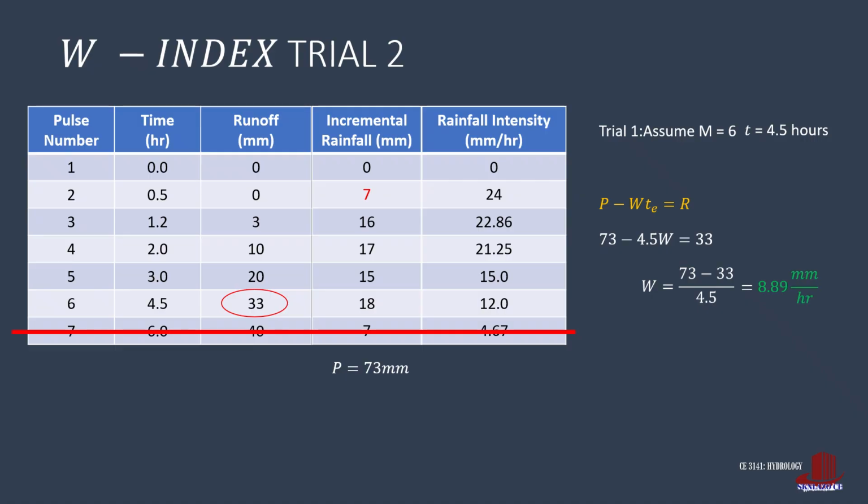This value is less than any of the remaining rainfall intensities, which means there is runoff with every entry. So the final W index is 8.89 millimeters per hour.